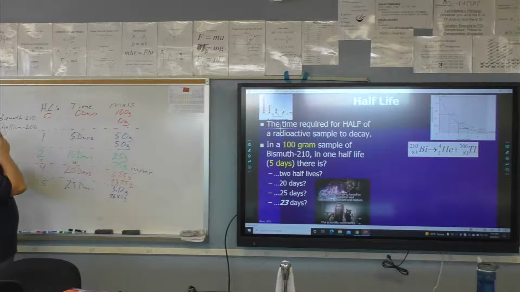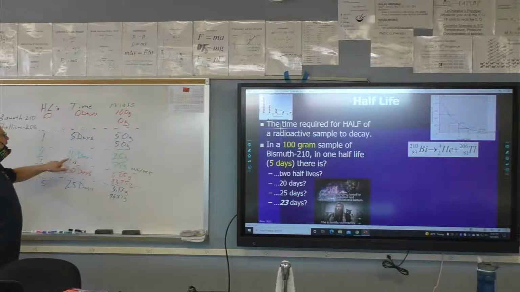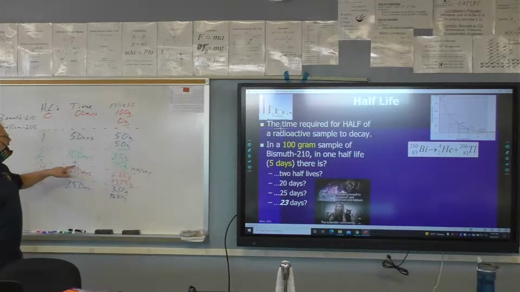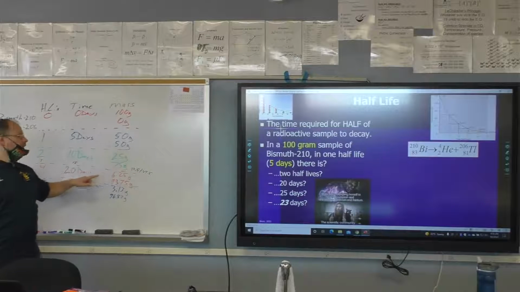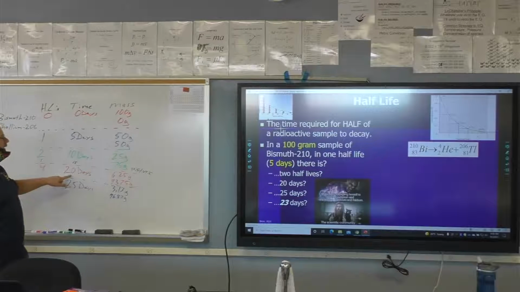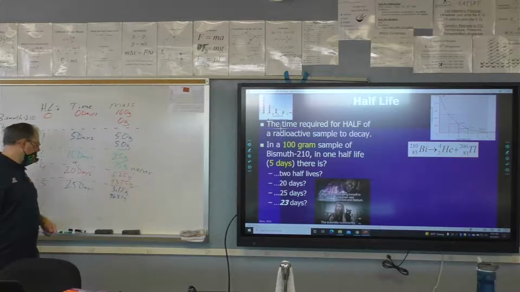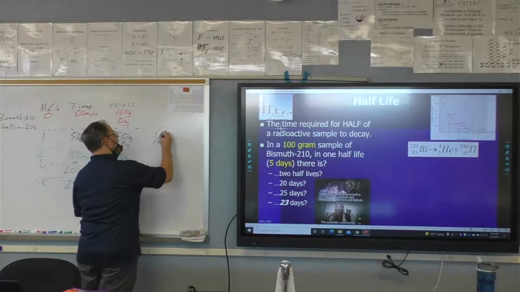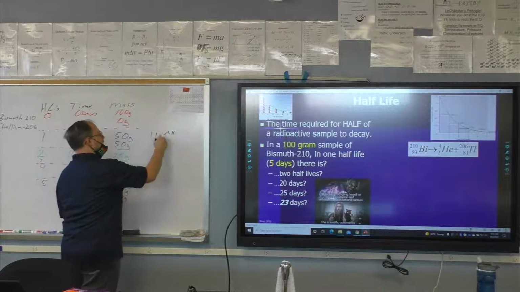The first half-life is 5 days. Divide by 2 once. The second half-life is 10 days. Divide by 2 twice. The third half-life is 15 days. Divide by 2 3 times. The fourth half-life is 20 days. Divide by 2 4 times. If you want, the formula is this: 1/2 raised to the number of half-lives. Okay. That's the magic formula.